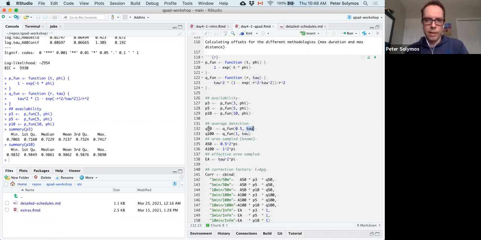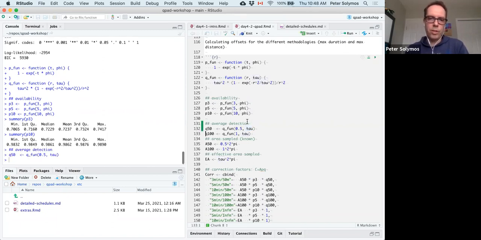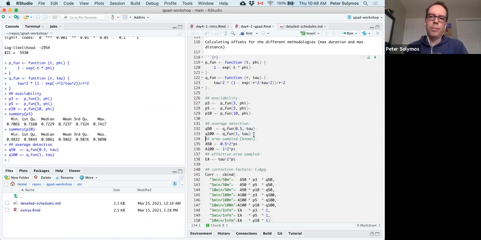And as a result, our Q values are going to be a function of tau, which is a function of land cover, plus the area. And for the unlimited portion, we need to calculate the effective area, which is tau squared times p. And for the known area, we need to calculate also the area, which is 50 meters squared times p or 100 meters squared times p. So let's do this.